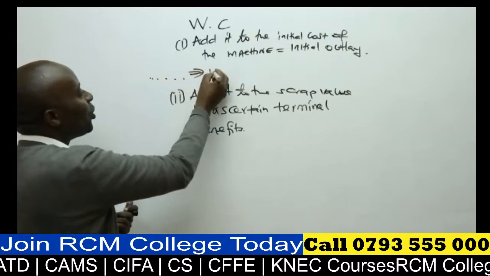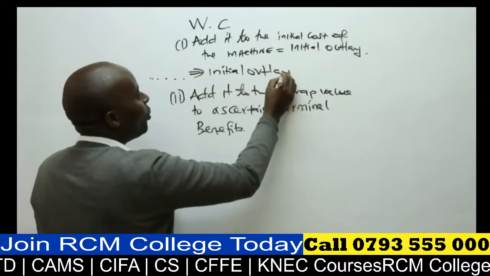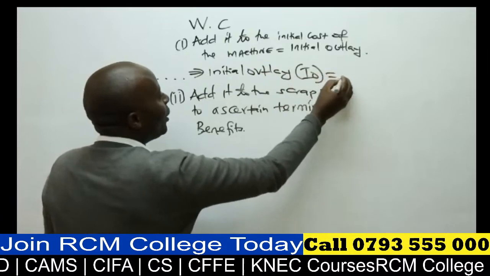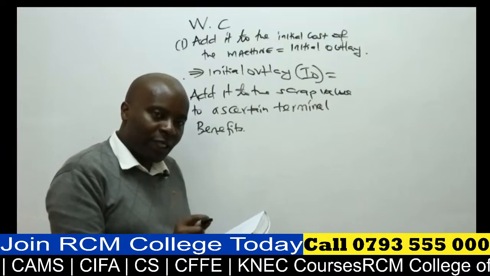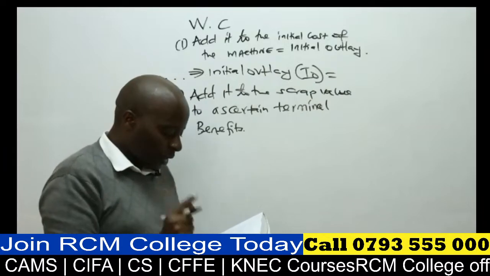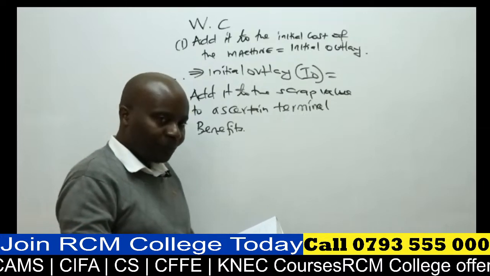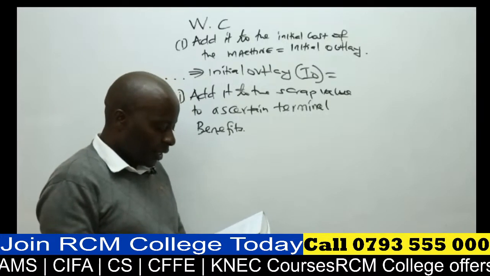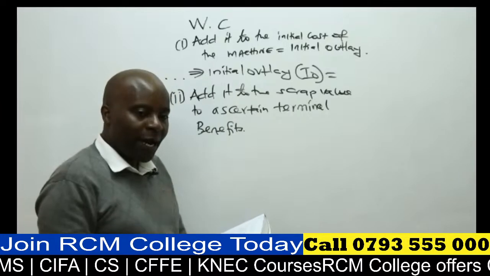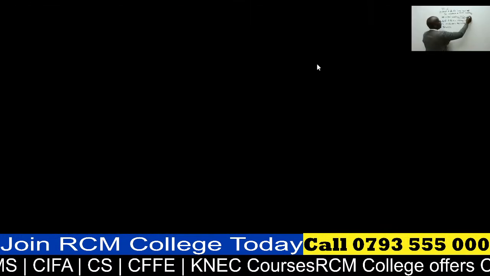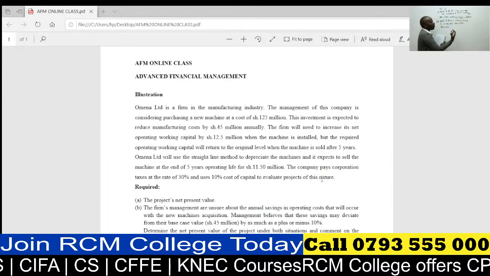So the initial outlay, what we call IO. The initial outlay, ladies and gentlemen, we are going to look at two things. We will take the cost of the machine. The cost of this machine, if you're able to see the question, the cost of the machine is 125 million. Plus, now this machine cannot operate by itself.